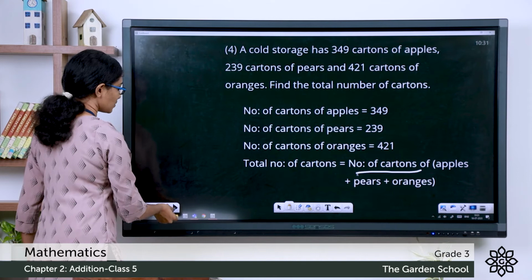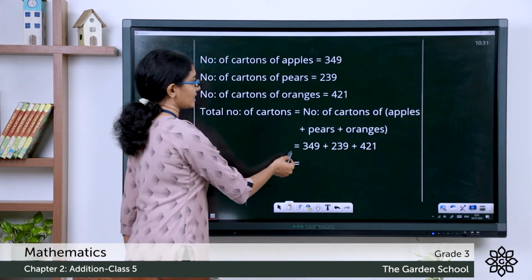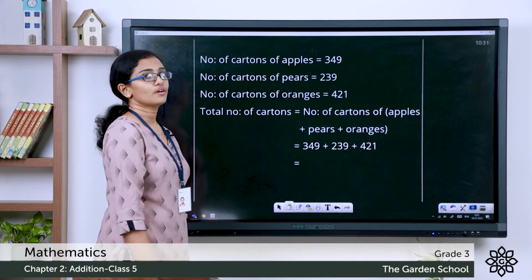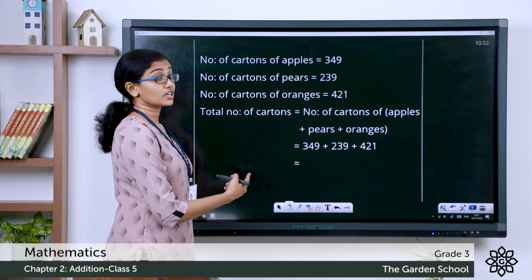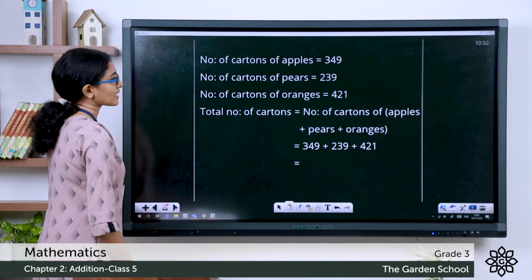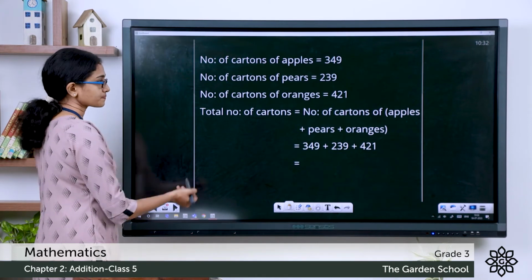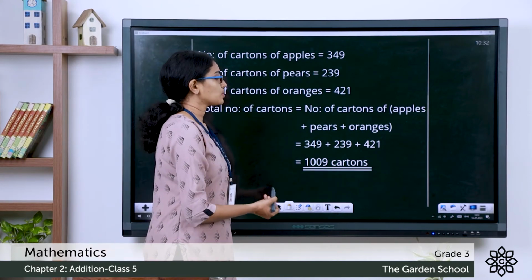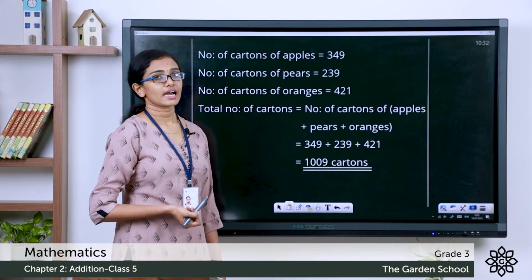So, now let's substitute the numbers. It is 349 plus 239 plus 421. So please do the calculation in the working column. What is the answer now? The total number of cartons equal to 1009 cartons.